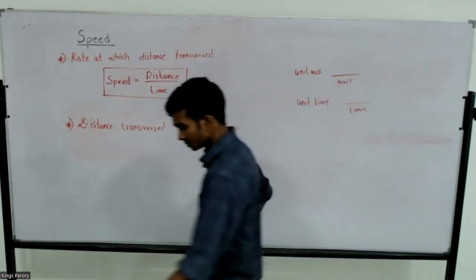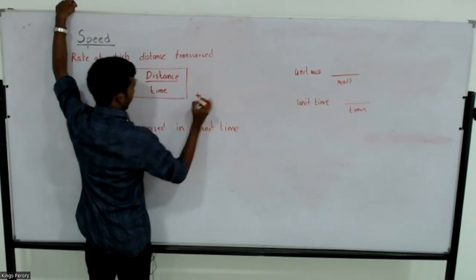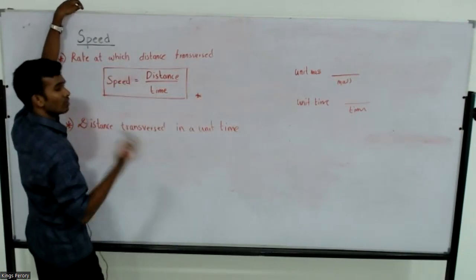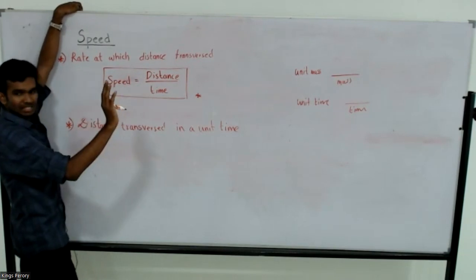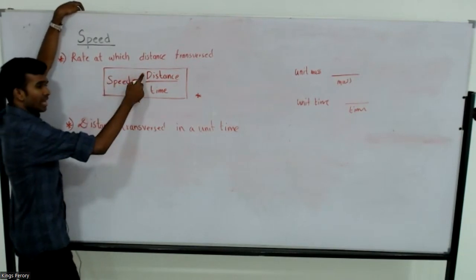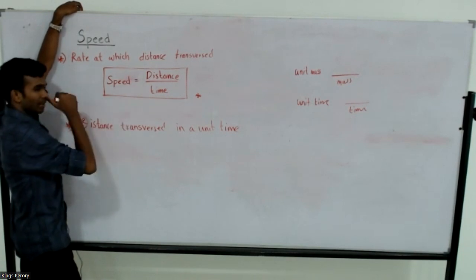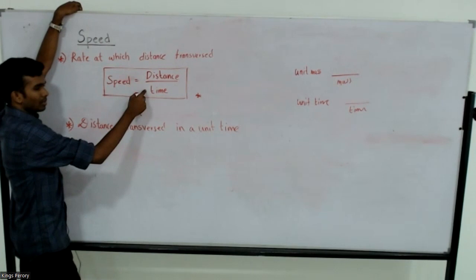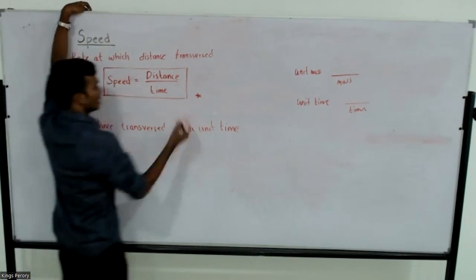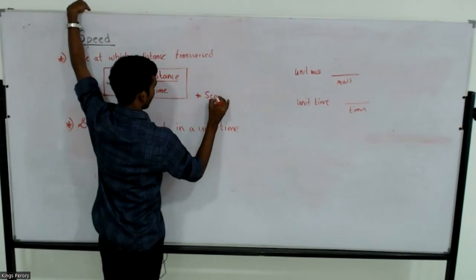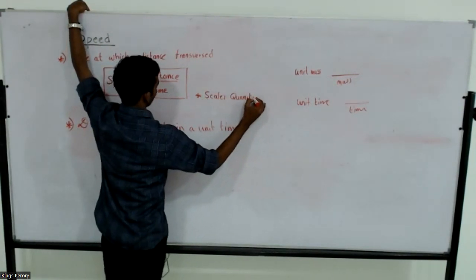Now tell me, is speed a scalar quantity or a vector quantity? It's a scalar. Why? Distance is a scalar. Time, however, doesn't have a direction. We consider time as a scalar actually. Scalar divided by scalar, you can't get a vector, right? You will be getting again what? Scalar. So speed is a scalar quantity.